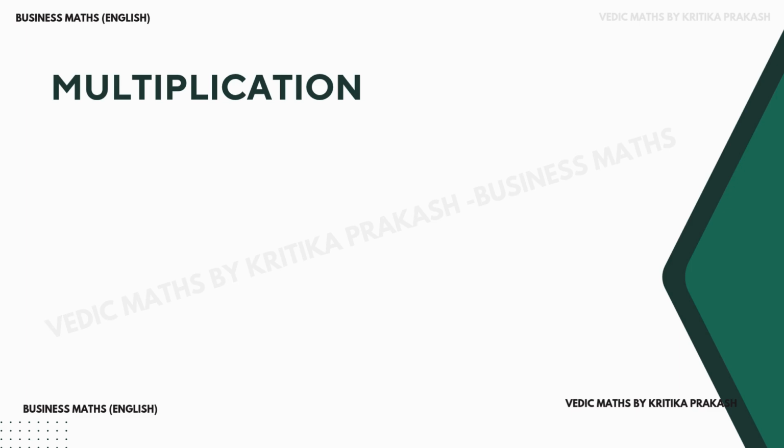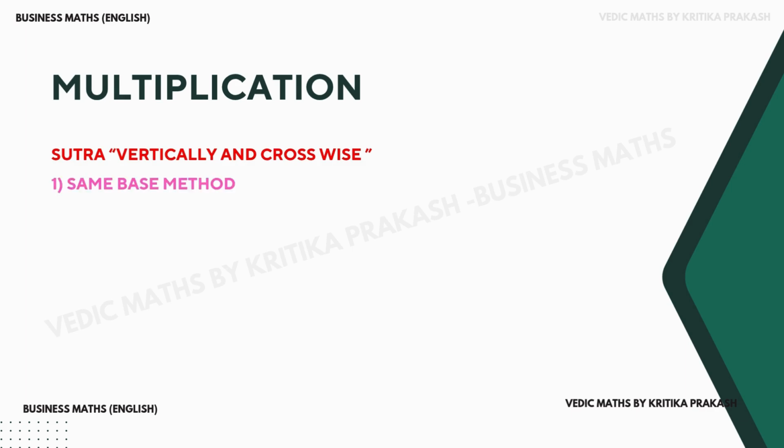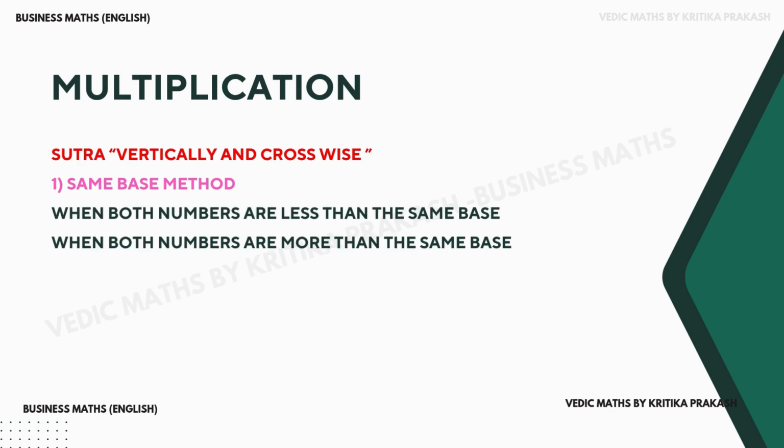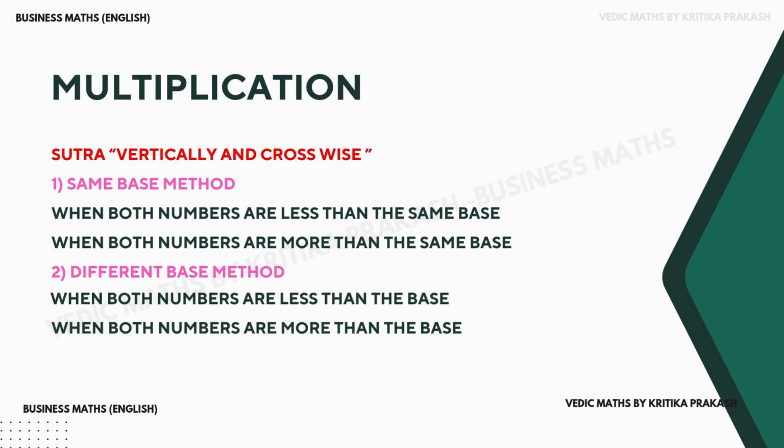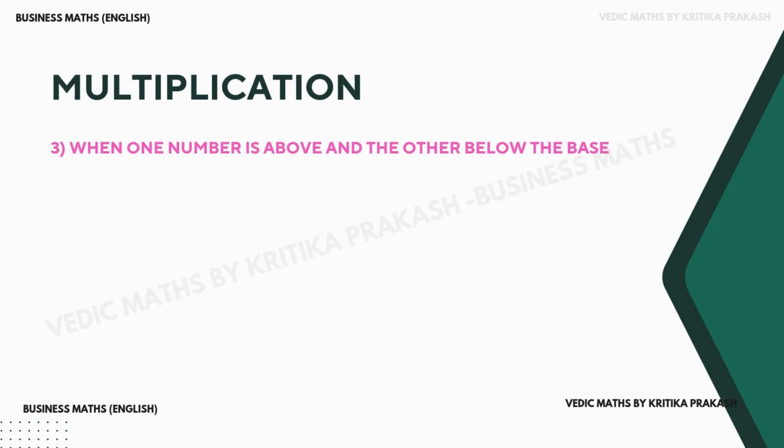The first calculation is with the sutra vertically and crosswise, which includes three different methods. The first method is the same base method. In that we have both the numbers less than the base and more than the same base. We have the different base method where both the numbers are less than the base and more than the base. The third calculation is where one number is above and the other number is below the base. In this we have the calculations related with the bases when they are the same and when they are not the same.